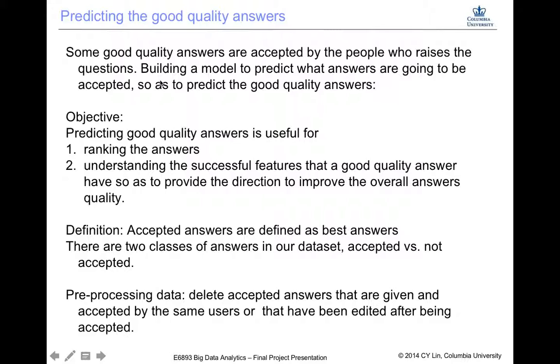The next step is to predict whether an answer is a good answer or not. This is meaningful because predicting good quality answers is useful for ranking the answers, and also for understanding the features that a good quality answer has. We divide the answers into accepted answers and not accepted answers. The accepted answers are considered good answers, and we process the data by deleting accepted answers that are given and accepted by the same user to avoid bias. We also delete answers that have been edited after being accepted.